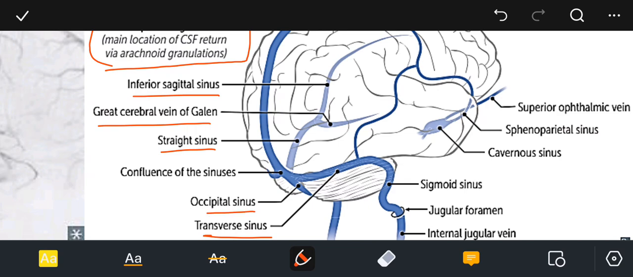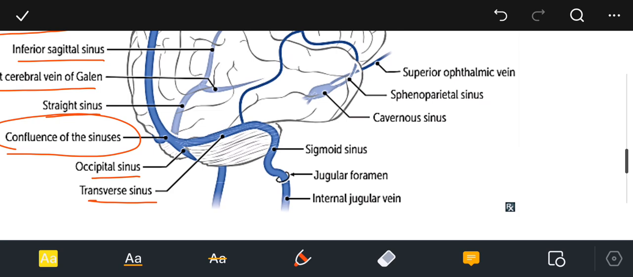All of them are joined together at the confluence of sinuses. Then this confluence of sinuses will go to the sigmoid sinus, which will drain into the internal jugular vein after passing through the jugular foramen. There are three nerves which also pass through the jugular foramen, that is cranial nerve 9, 10 and 11, that is the glossopharyngeal nerve, vagus nerve and the accessory spinal nerve. All of them are also leaving the jugular foramen, and if there is some obstruction of the jugular foramen, that will lead to Vernet syndrome.